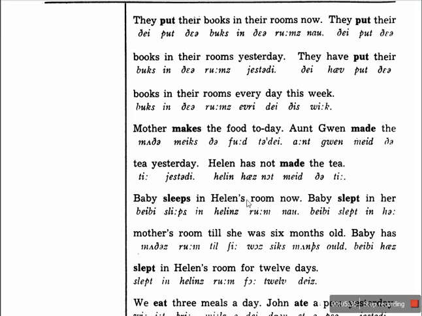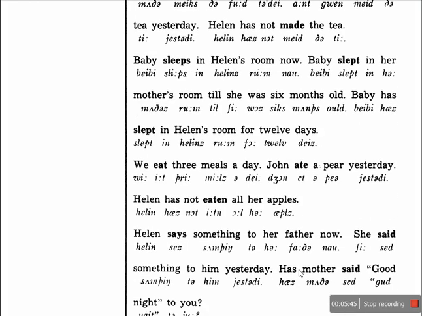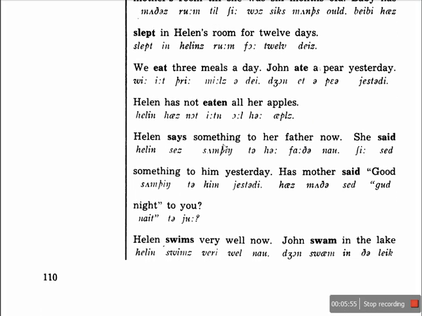Baby sleeps in Helen's room now. Baby slept in her mother's room till she was 6 months old. Baby has slept in Helen's room for 12 days. We eat 3 meals a day. John ate a pear yesterday. Helen has not eaten all her apples. Helen says something to her father now. She said something to him yesterday. Has mother said good night to you?